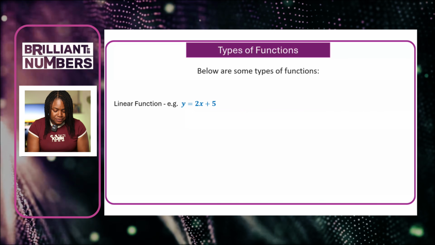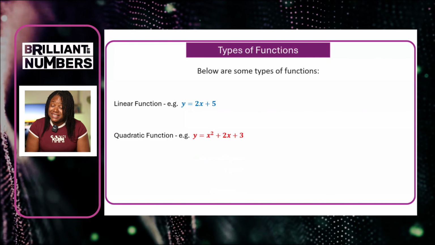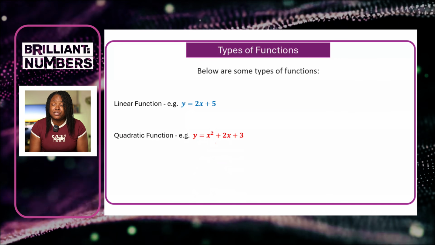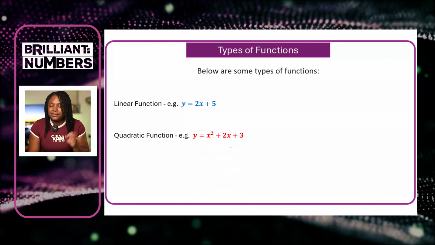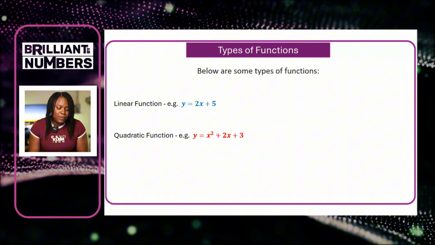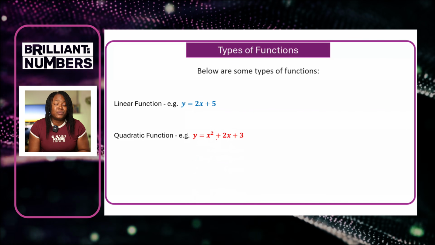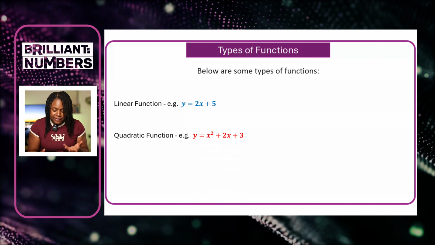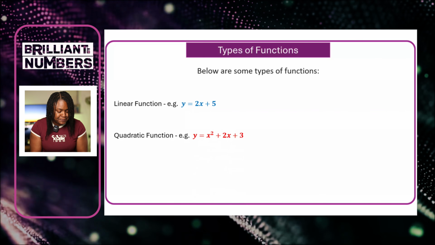Next we have the quadratic function. If you've watched the previous uploads on expanding double brackets, you would have done a little bit more in depth on your quadratic function. Your quadratic function always has the highest power of 2. So in my example here, I've got y equals x squared plus 2x add 3. You can see the highest power is a square. Whenever we've got that, then we've got a quadratic function. And they could also be negative or positive functions for all the ones that we're doing.